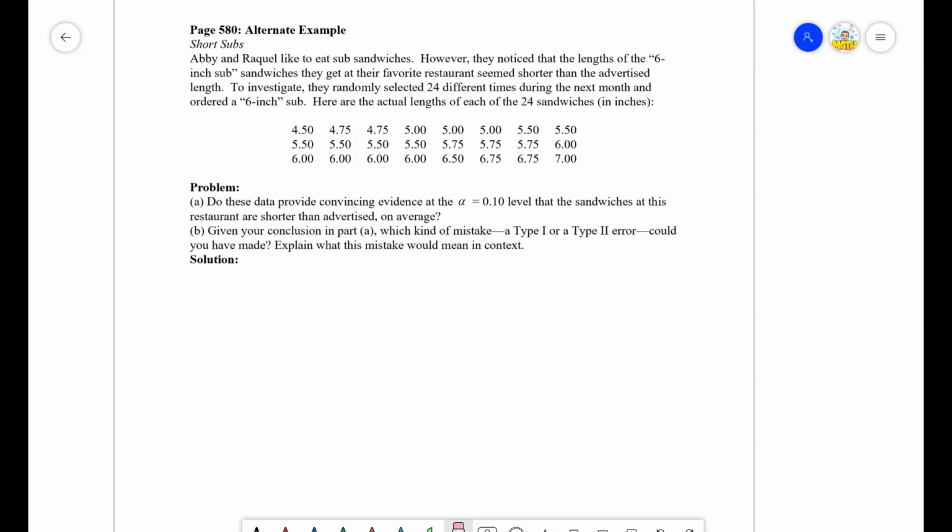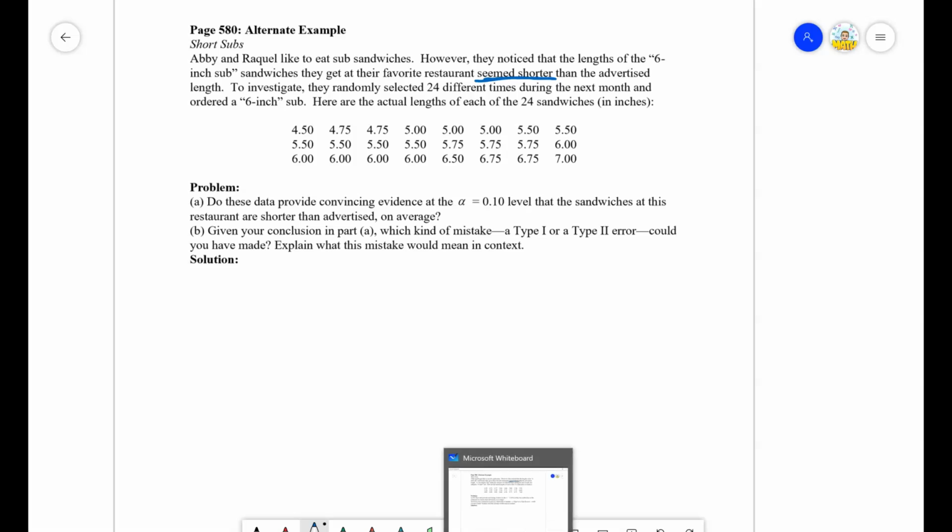Okay, so let's think about the research question here. Abby and Raquel like to eat sub sandwiches. However, they notice that the lengths of the 6-inch sub they get at their favorite restaurant seem shorter. It's huge. This is how we come up with, when people ask me, how do I know my alternate? We read. Seems shorter. That's indicating a left-tailed test. Okay, so that's going to be really important. To investigate, they randomly select 24 sandwiches, and then they get the length.